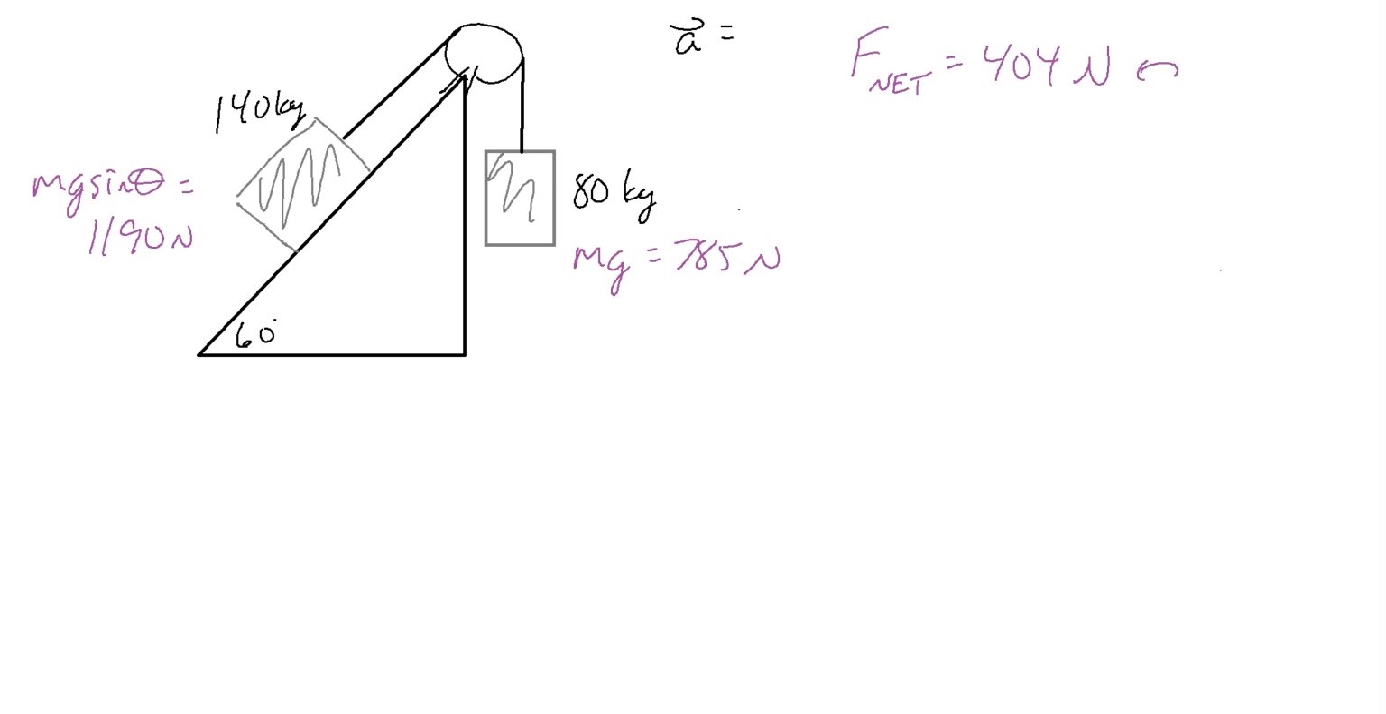Okay, so if I want the acceleration, that would just be the net force divided by the mass. So I'll take the 404, and I'll divide that by the total mass altogether, because they're tied together, which would be 220. And if I do that, we get an acceleration of 1.8 meters per second squared towards the left. Okay, all right, let's modify this a little bit and just build on the same question.